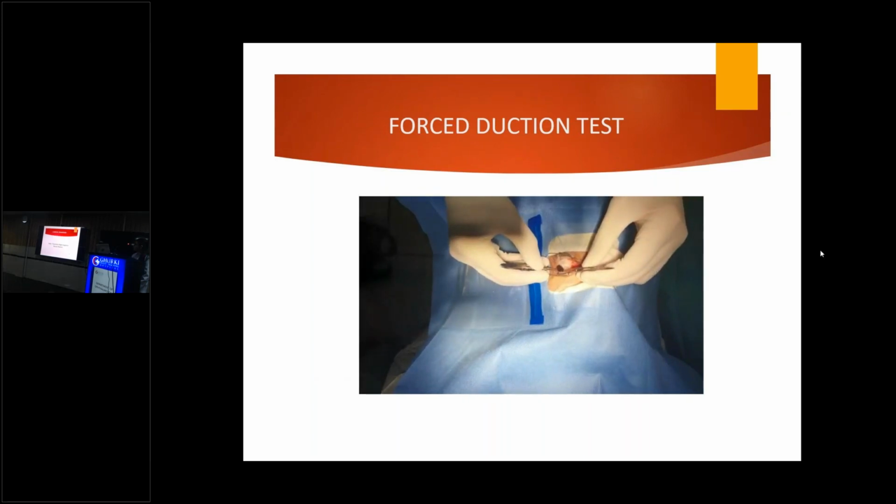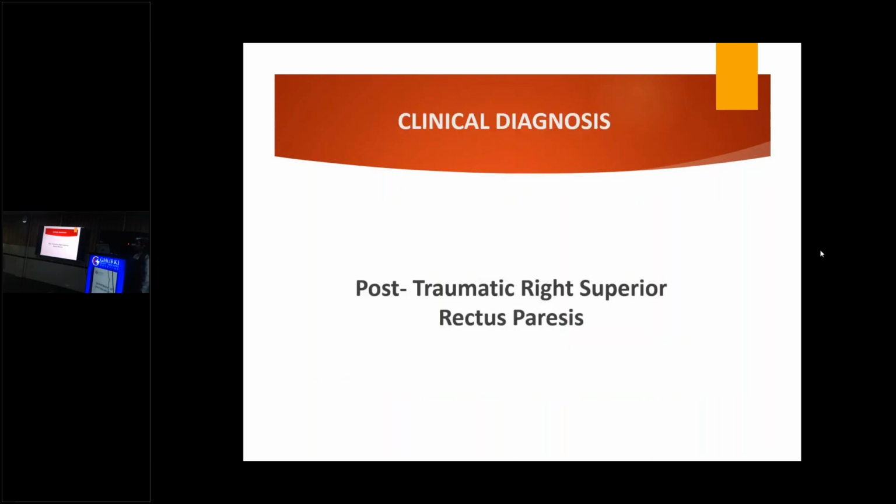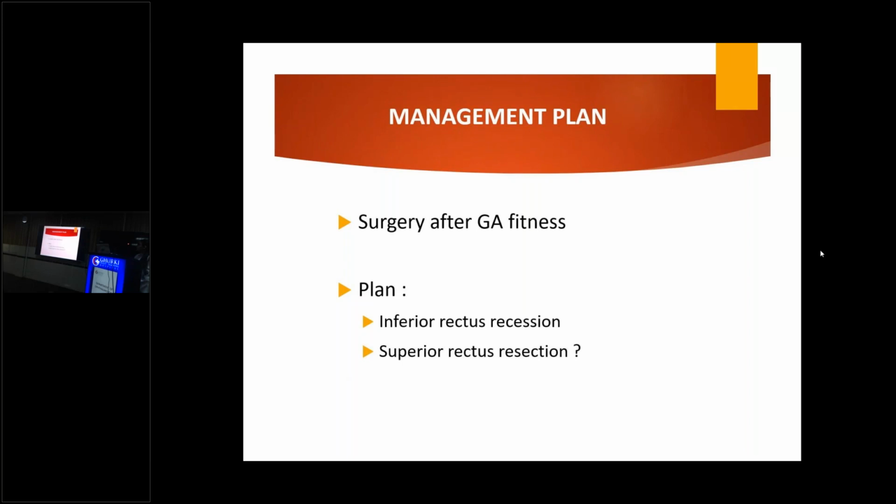History and the clinical examination that was done, our clinical diagnosis was post-traumatic right superior rectus varices. The management plan in our minds was to perform a surgery after GA fitness, and our plan included right inferior rectus recession or right superior rectus resection.